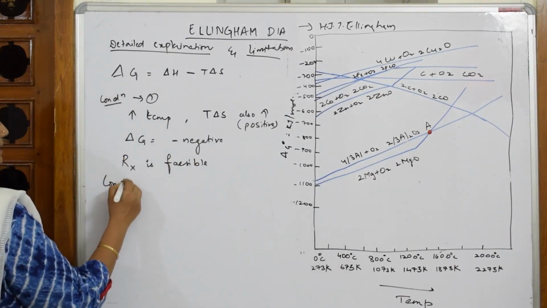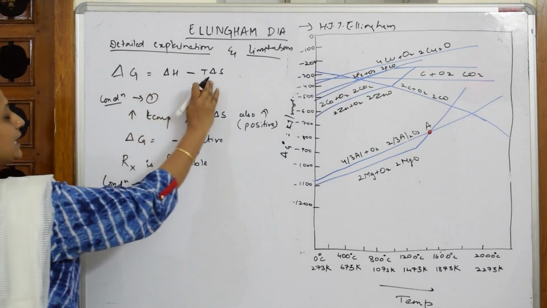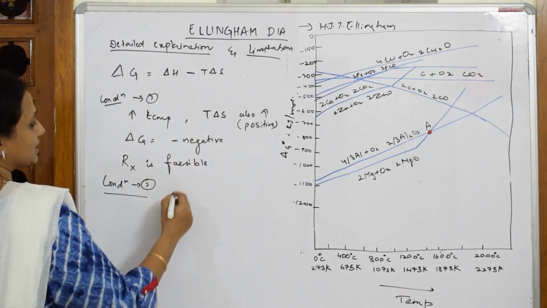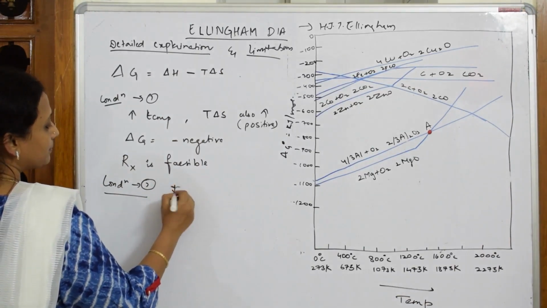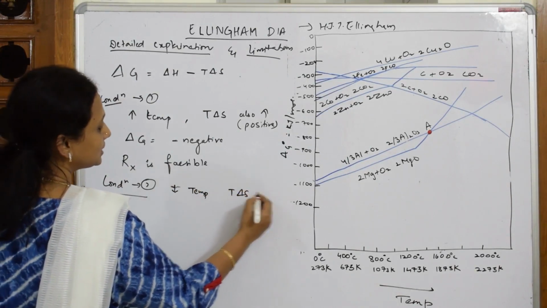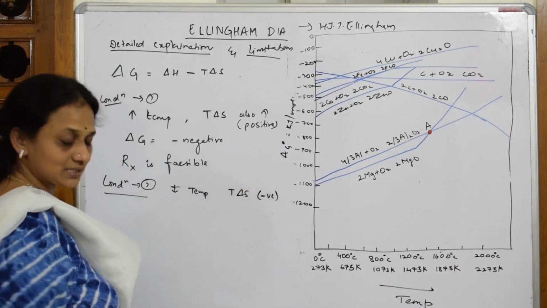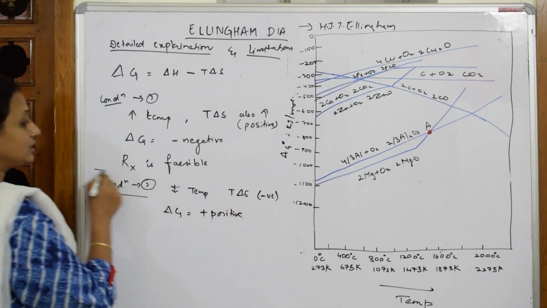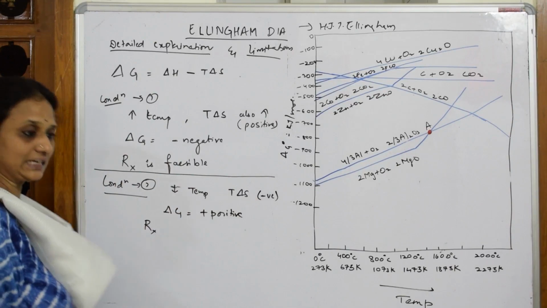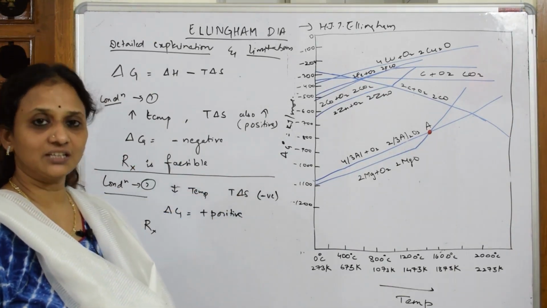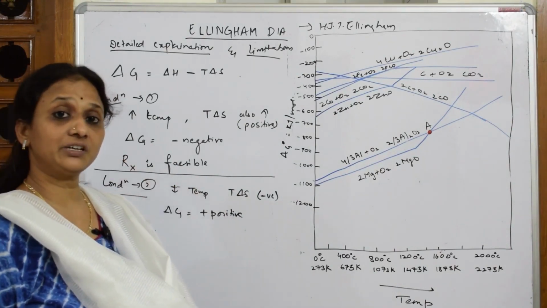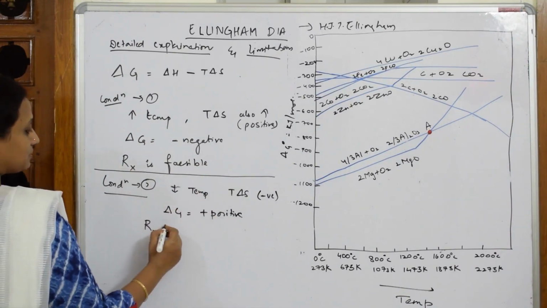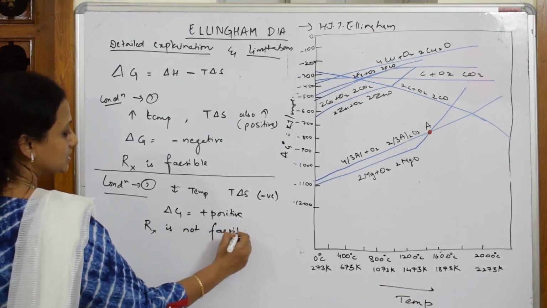Let us see condition two. Now this is your concept. If I say increase in temperature, T delta S is increased. Now suppose I decrease the temperature, T delta S becomes less. So automatically delta G becomes positive. When delta G becomes positive, the reaction is not feasible. The lower the energy of the system, the feasibility of the reaction is more. That is what you've studied in grade 11 thermodynamics. It's the same way. If I get delta G as positive, that means the reaction is not feasible. These two things you have to remember.